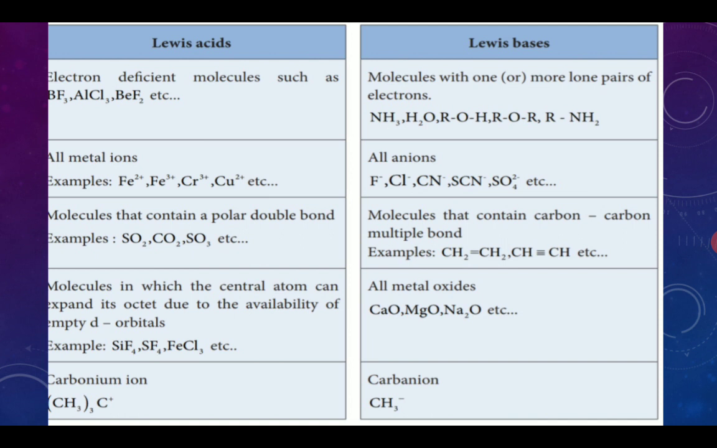And then molecules in which the central atom can expand its octet due to the availability of empty d orbitals, for example SiF4, SF4, FeCl3, are Lewis acids. On the right hand side, for Lewis bases, all metal oxides, that is calcium oxide, magnesium oxide and sodium oxide, are considered Lewis bases. For Lewis acid, a carbonium ion, that is a positive ion, (CH3)3C+. And for Lewis bases, it should be negative, a carbanion, CH3-.